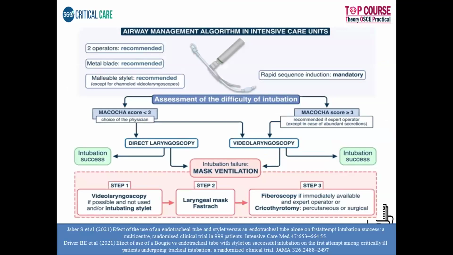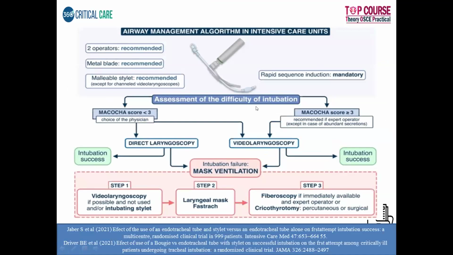Now, in 2021, there is some change that has happened. So as I told, the Mallampati score, the MACOCHA score in difficult airway has come, right? So there is some modification in this by using the MACOCHA score. So this algorithm is given by Jaber et al. and Driver et al. So here, yes, we require 2 operators, use a metal blade, if possible a malleable stillet, and do a rapid sequence induction.